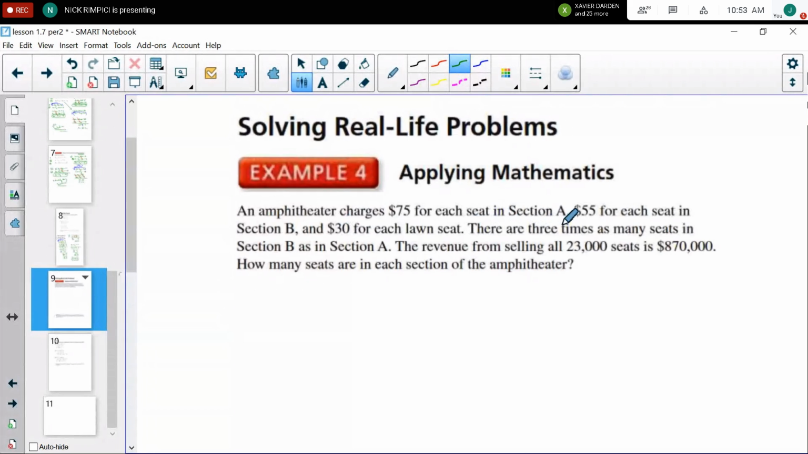There are three times as many seats in section B as section A. That's probably going to be important. The revenue from selling all 23,000 seats is $870,000.